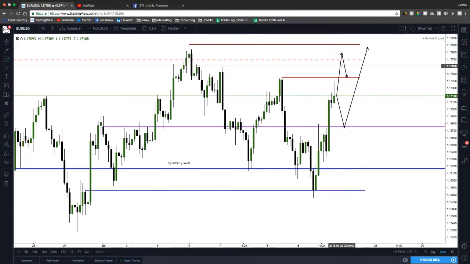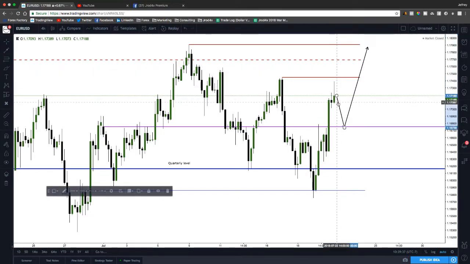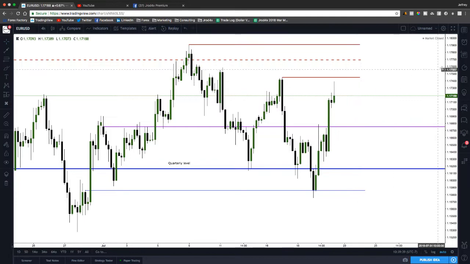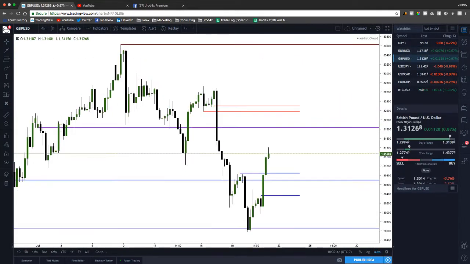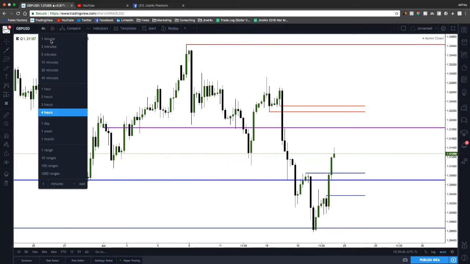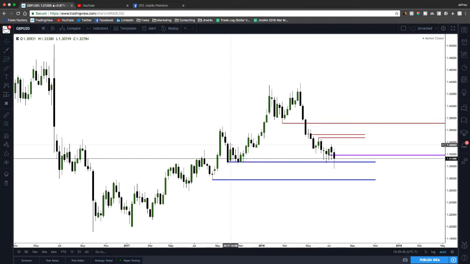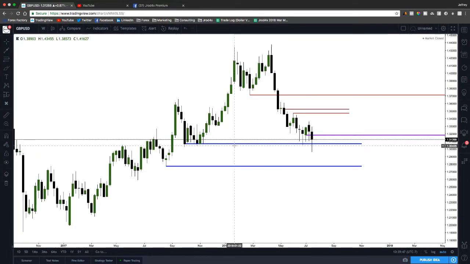So that's what we're going to be looking for on EUR/USD. And now let's go over GBP/USD. We'll start with the weekly chart again. So this one was beautiful. We finally cleared up that 1.30000 level, and that was those equal lows here.